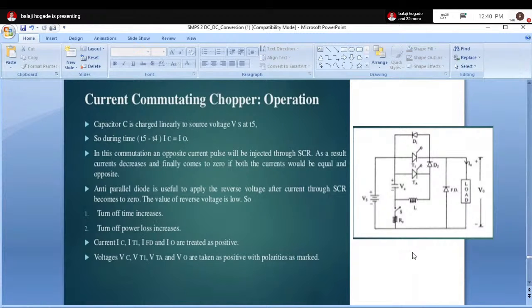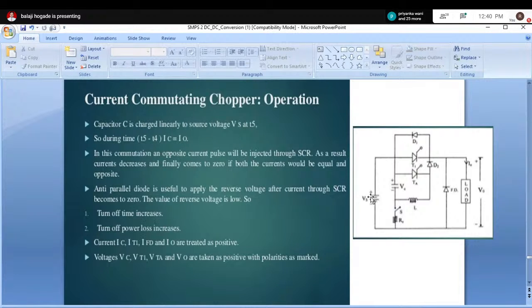Now the capacitor is charged linearly to source voltage Vs at T5, the fifth time interval. After T4, the load current is flowing through the path Vs, capacitor, inductor, D2, load and back to the source. In that process, the capacitor voltage is equal to Vs. That means capacitor is charged to the voltage which is applied across the capacitor, that is Vs. So during time T4 to T5, IC is equal to I0.